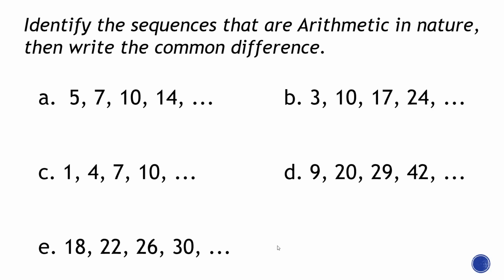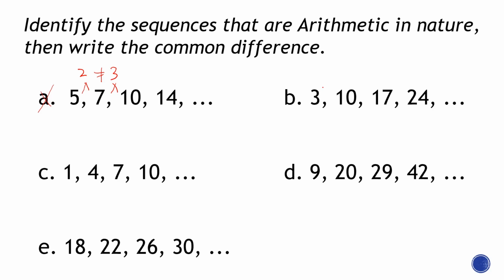Now, let's check first our knowledge about the previous slide. Identify the sequences that are arithmetic in nature. If it's arithmetic, then what is the common difference? Letter A. Is that an arithmetic sequence? Let's check. Here, the difference between 5 and 7 is positive 2. The difference between 7 and 10 is positive 3. We can stop there because we can see that the differences are not equal. Therefore, letter A is not an arithmetic sequence.